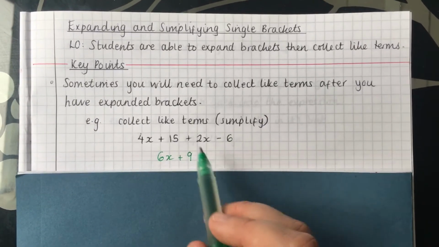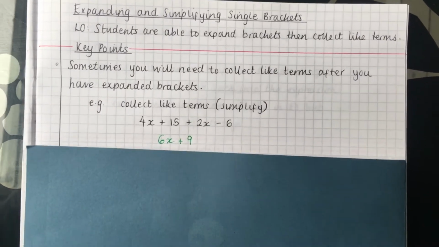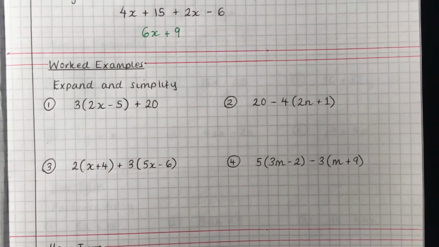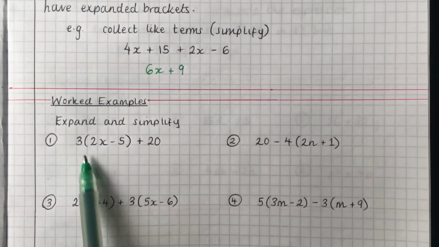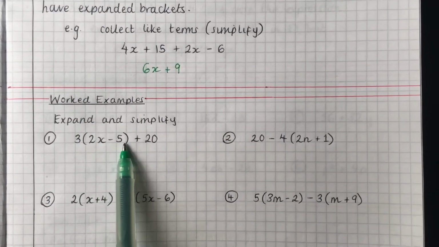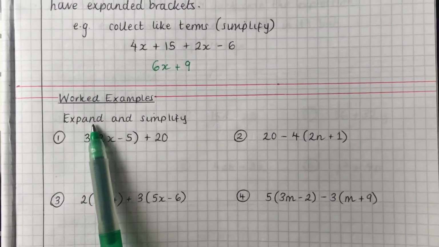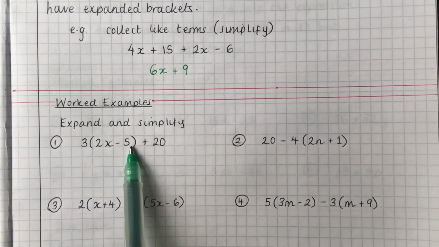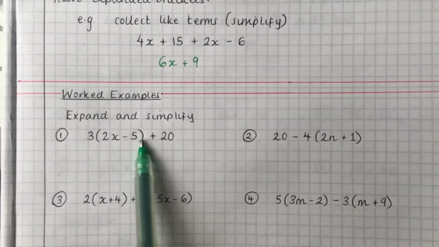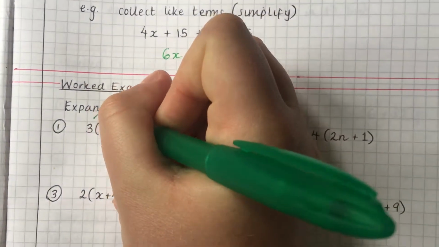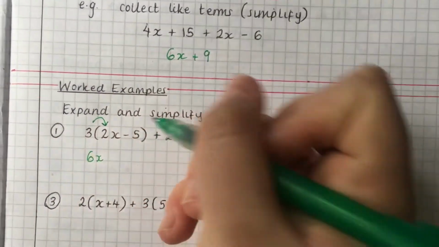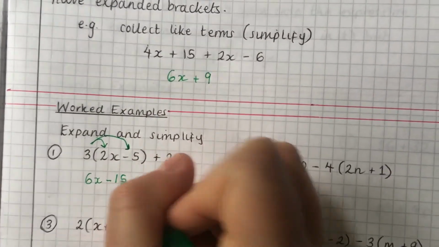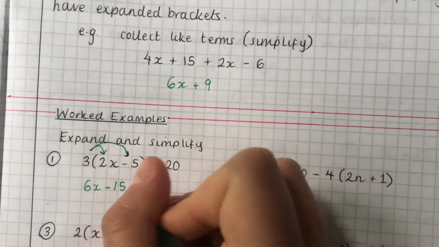Now we're going to link this to our expanding brackets in our worked examples. So we've got 4 examples to go through. The first one, we've got 3 brackets 2x minus 5 close brackets plus 20. Now we know that expand means multiply out. So the first thing we have to do, and always do it first, is deal with the brackets. So we're going to do 3 times 2x is 6x. 3 times minus 5, don't forget, is minus 15. And then this plus 20, we can just write it at the end.